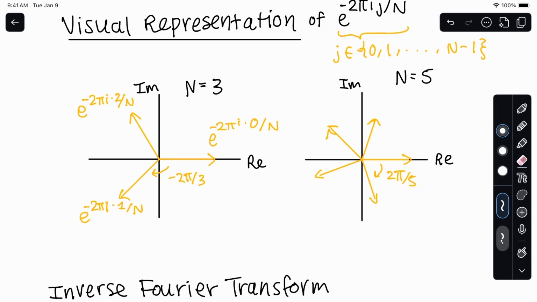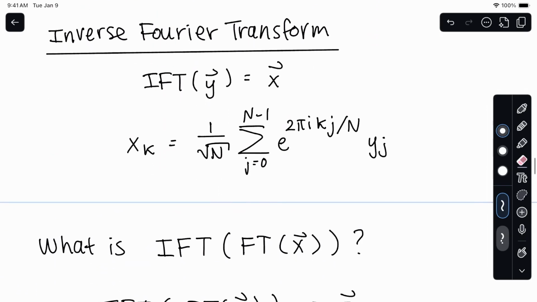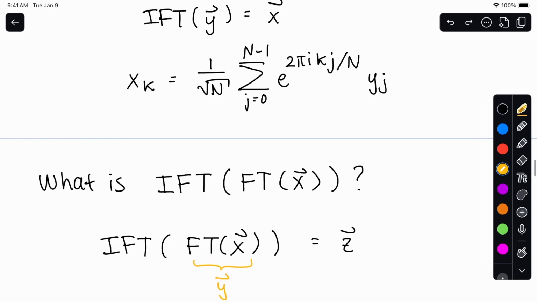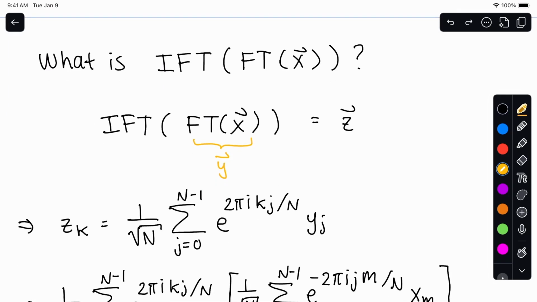So we can also do the inverse Fourier transform. And it turns out that the inverse Fourier transform is really similar to the Fourier transform, with the main difference being that instead of a minus sign in the exponent, we have a plus. And one question you could ask is, well, what is the inverse Fourier transform of the Fourier transform of x? So here's our inverse Fourier transform, and we'll call the Fourier transform of x y, and then this final thing will be z. And let's consider the element zk.